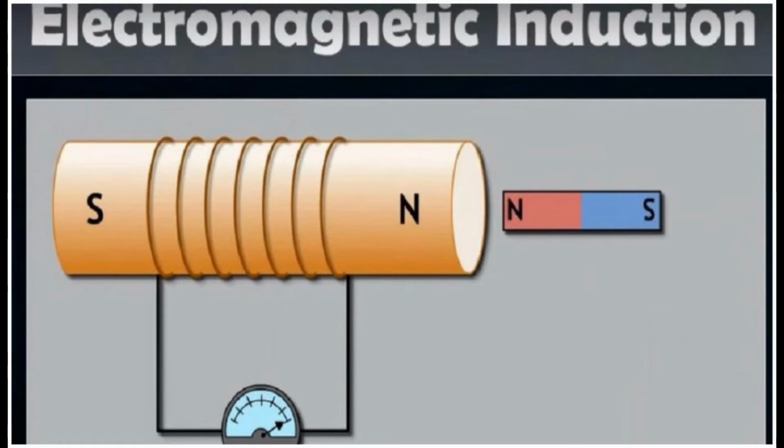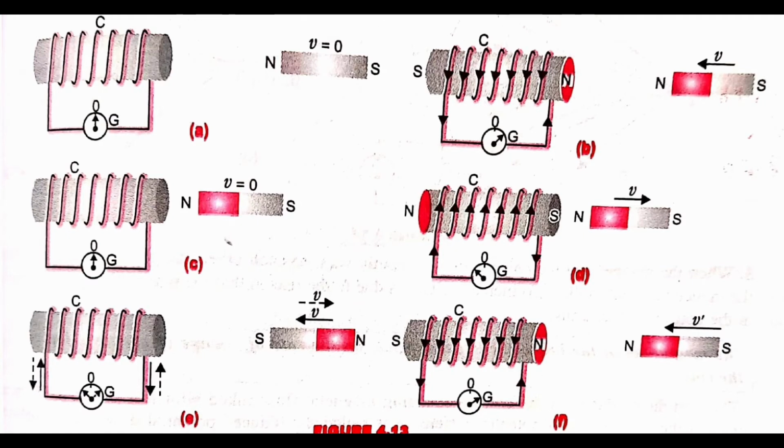Faraday's experiment. The experimental arrangement used by Faraday consists of a coil C of a few turns of wire. A sensitive galvanometer G is included in series with the coil. When the magnet is stationary, there is no deflection in the galvanometer. Second, when the north pole of the magnet is brought towards the coil, a current flows in the coil. The galvanometer shows deflection toward the right side.